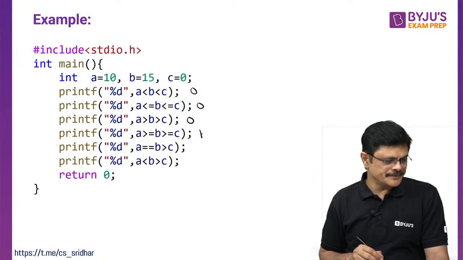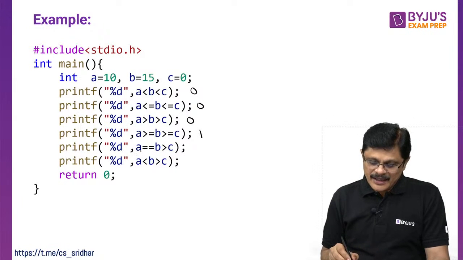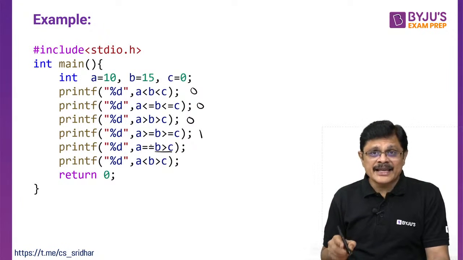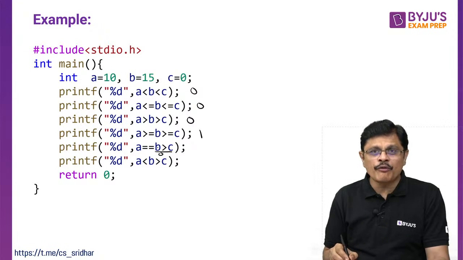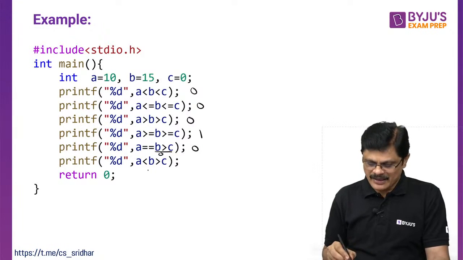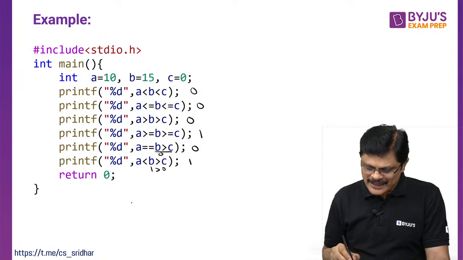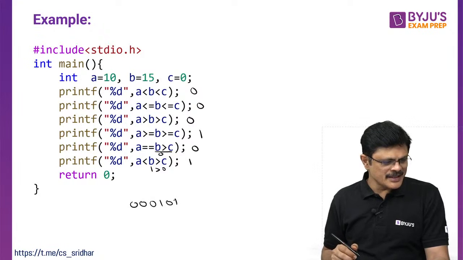So 1 here. Next, B greater than C has higher precedence than equal to. B greater than C means 15 greater than 0, yes, so it is 1, and 10 equal to 1 is false. So it is 0. Now A less than B, 10 less than 15, 1. 1 greater than 0, yes. So you should get the answer 0, 0, 0, 1, 0, 1, my dear friends. This should be your answer.